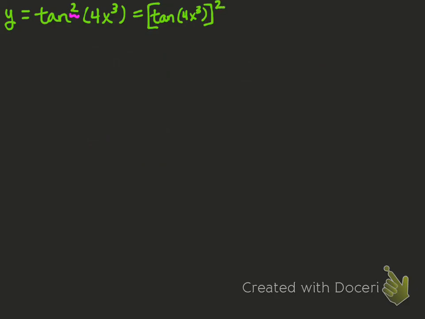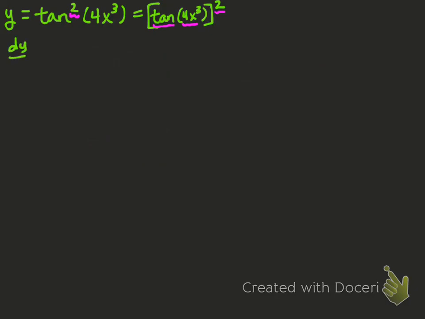Sometimes that makes a little more sense to people, and if you need to take a moment to rewrite it like that, I think that's great if it's going to help you get the right answer. So now we can easily see that the 2 is our outside function. Then the next layer would be the tangent. And finally, the most inside function, the last derivative that we're going to do, would be the 4x cubed. So let's start with that outside function.